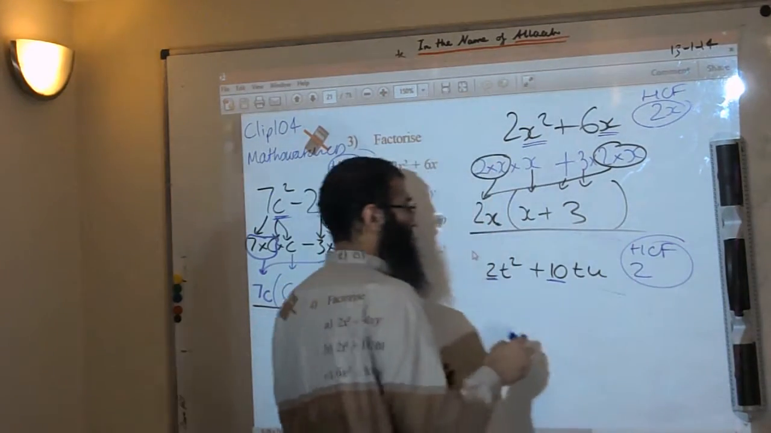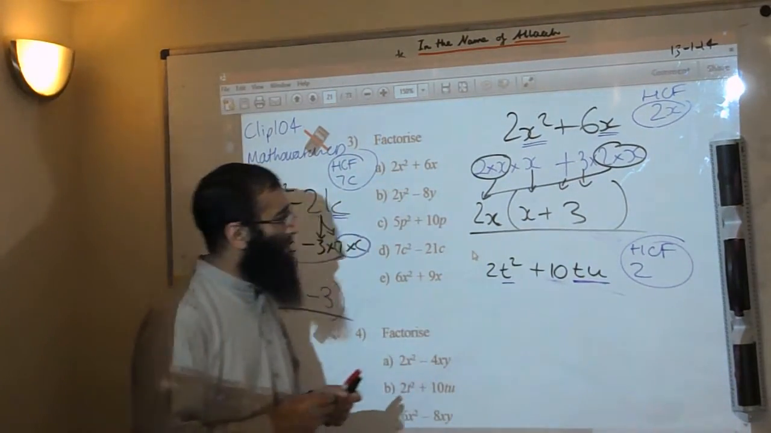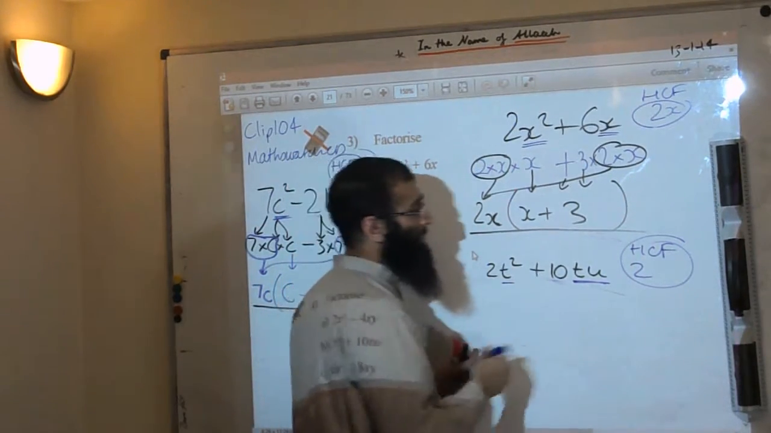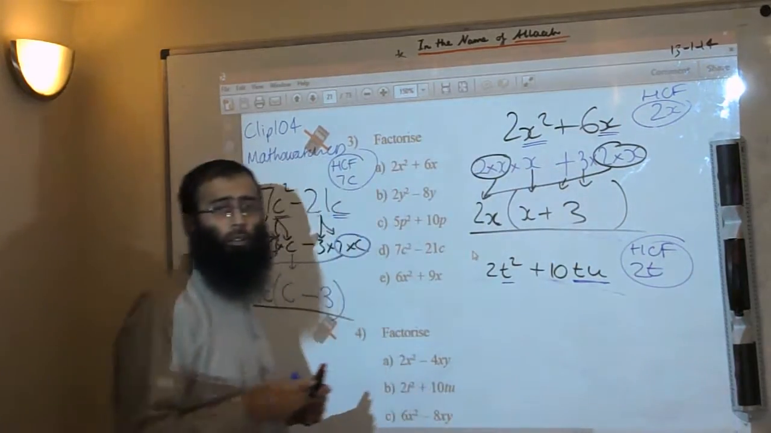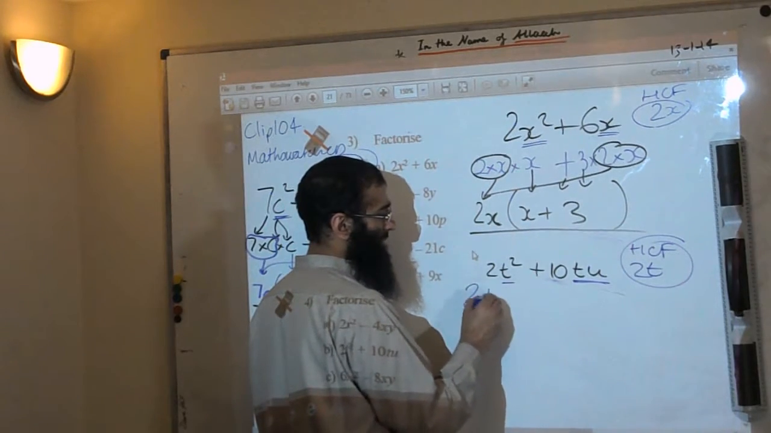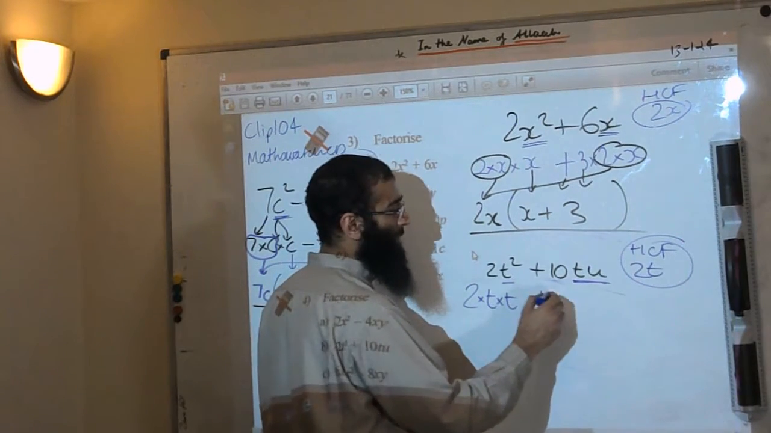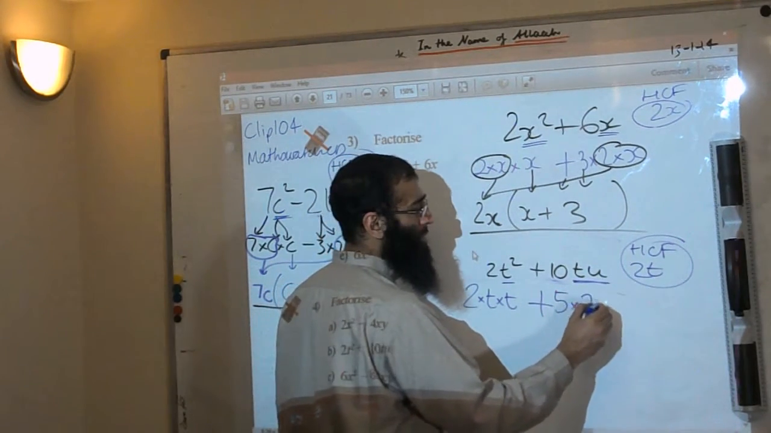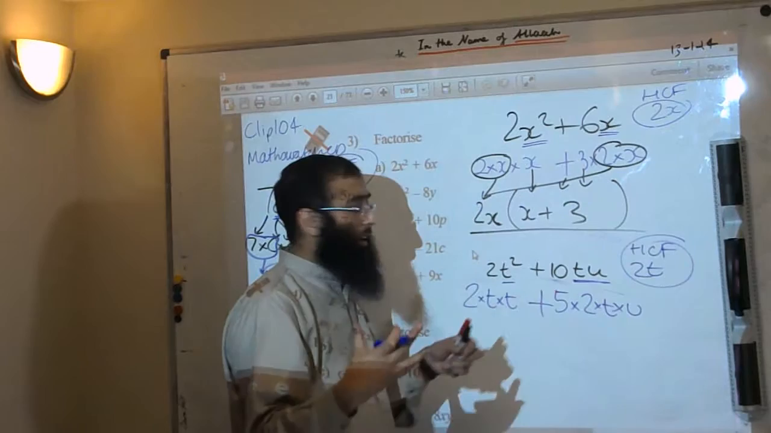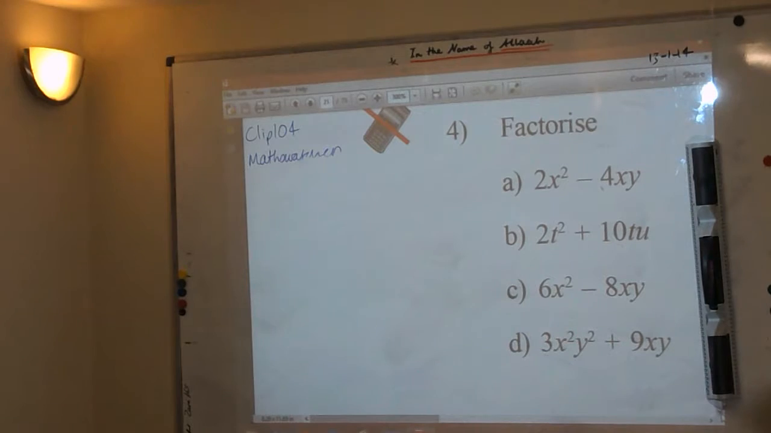Right, so let's now look at the t squared and the tu. What do they share in common? That's got a t in there, and that's also got a t in there. Okay, let's split it up now. So we have 2 times t times t. Plus 10 is made up of 5 times 2, times 2 times t times u. So we're just splitting it up, but in the right numbers, because 10 can be split up into 5 times 2.